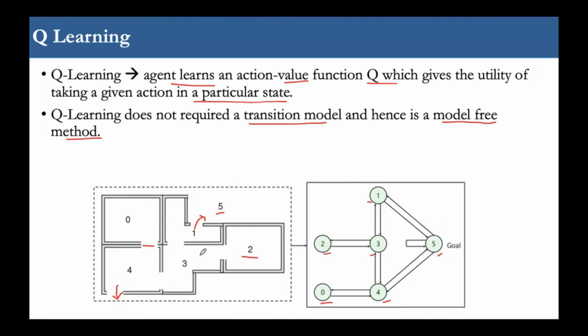From 2 to 3 you can move. Similarly from 3 to 2 you can move. So here you have 2 arrows. One is from 2 to 3 and another one is from 3 to 2. Okay. So similarly all the arrows are represented.